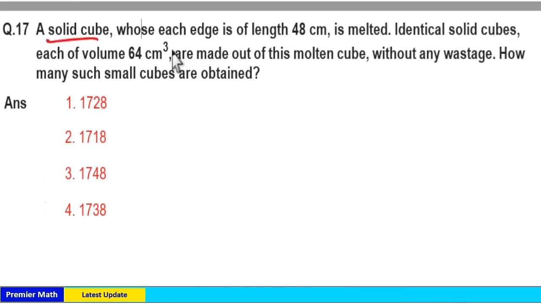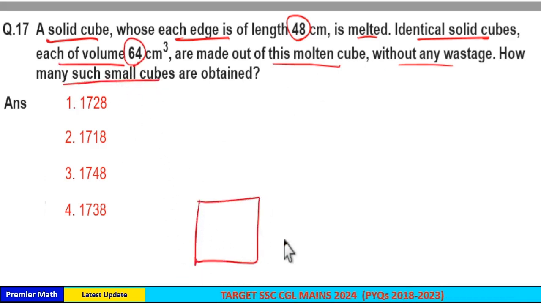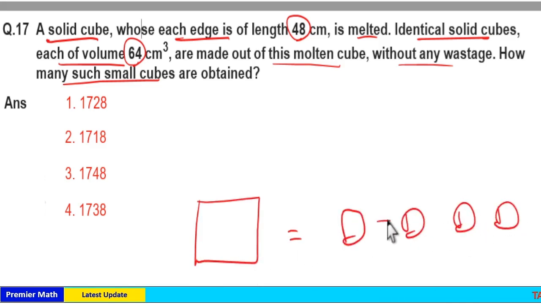A solid cube whose each edge is of length 48 cm is melted. Identical solid cubes, each of volume 64 cm cube, are made out of this molten cube without any wastage. How many such small cubes are obtained? In both cases, the volume is equal. That is, when you melt a larger cube into several smaller cubes, the sum of the volumes of the smaller cubes is equal to the volume of the larger cube.